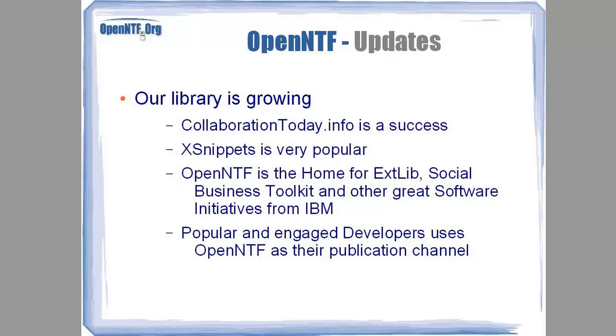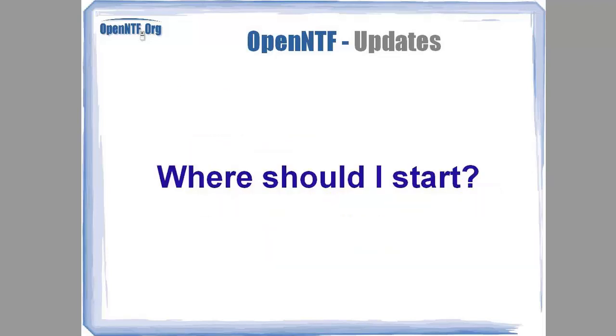So as we're pointing out, our library continues to grow. CollaborationToday.info is a success. We're curating lots of good information there. XSnippets has exploded in popularity. There, you can go and get code snippets. We have lots of new things being contributed on a regular basis. OpenNTF is the home for the Extension Library, the Social Business Toolkit, lots of stuff from IBM, and of course, lots of stuff from non-IBM developers, I among them. And there's just a constant flow of new things being contributed into this library.